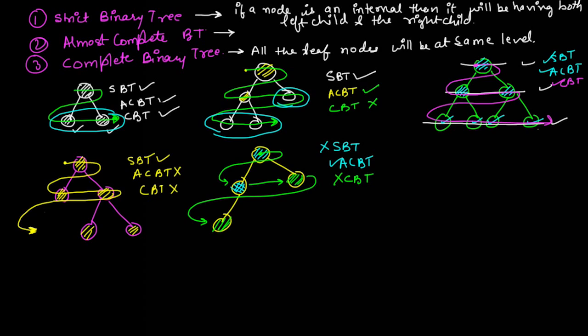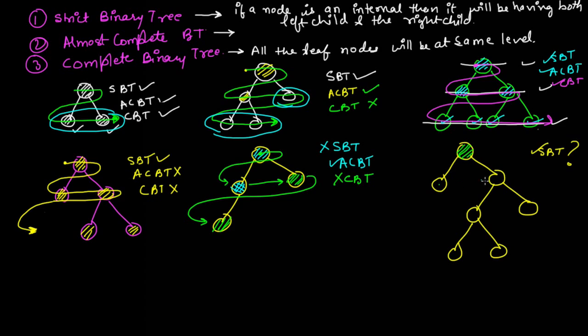Okay, now let us take one more example. If we have this tree, is this a strict binary tree? Yes, this is a strict binary tree. Why? Because every node which has a child has a left child and a right child. This node has both left and right child, this node has both left and right child, and this node has both left and the right child.